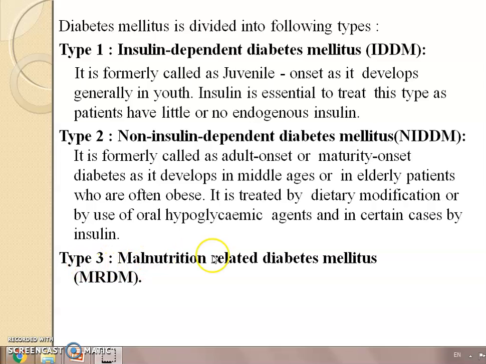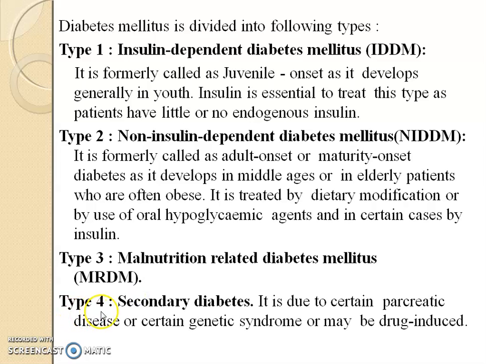Type 3 is malnutrition related diabetes mellitus, also called MRDM. This diabetes mellitus is mainly related to malnutrition. Next, type 4 is secondary diabetes. It is due to certain pancreatic disease or certain genetic disorder or may be drug induced.